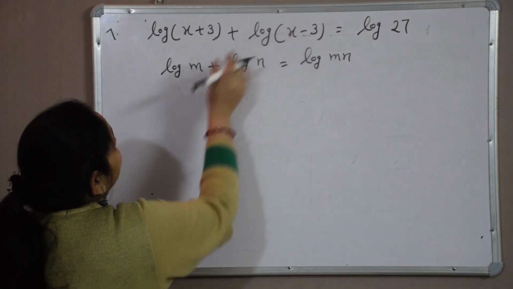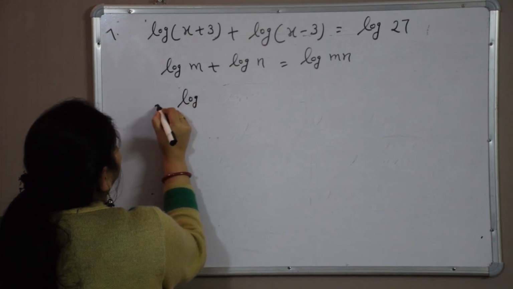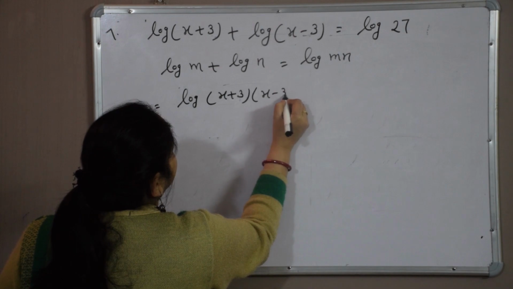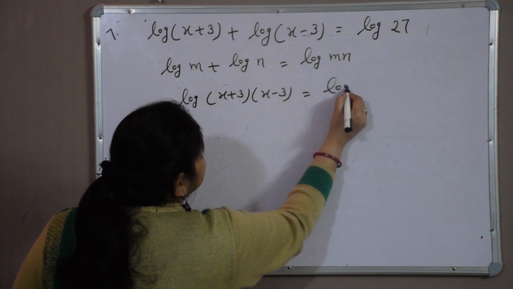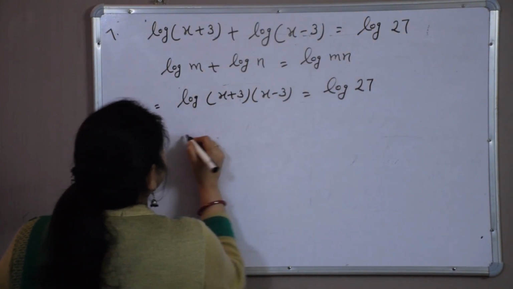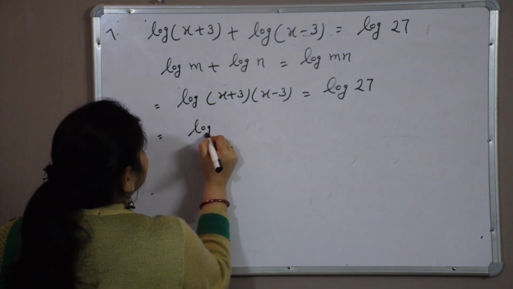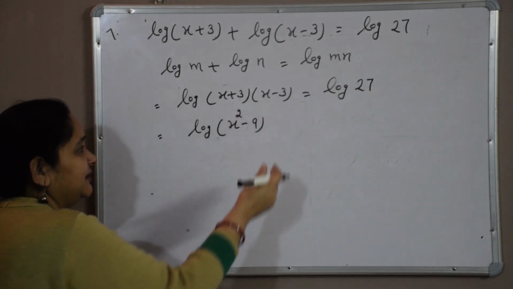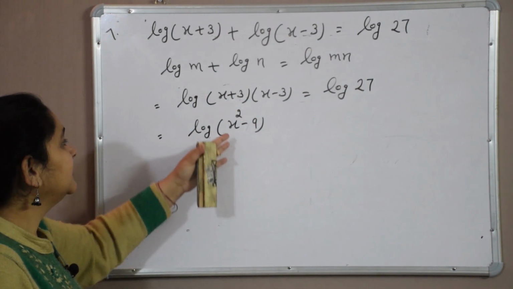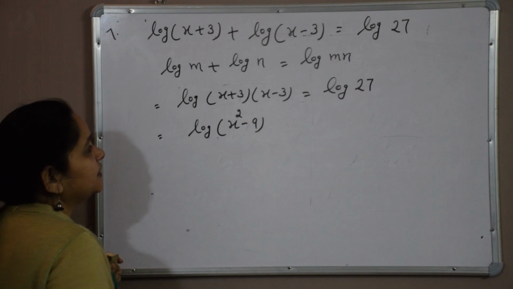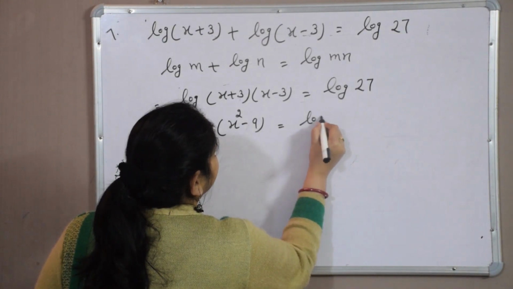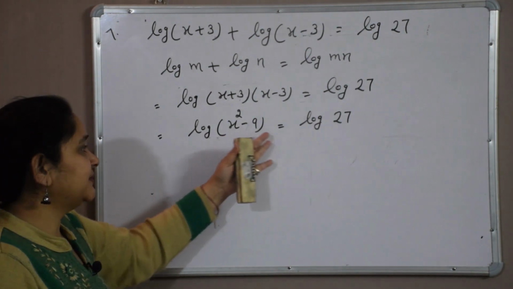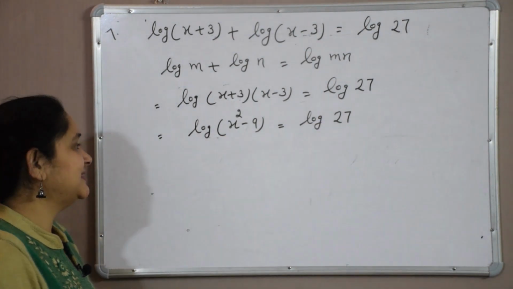Just multiply these two numbers: log of (x plus 3)(x minus 3) equals log of 27, and this is log of x square minus 9, since (a plus b)(a minus b) is a square minus b square, that is x square minus 3 square, 9, equal to log of 27. So log of x square minus 9 is equal to log of 27.